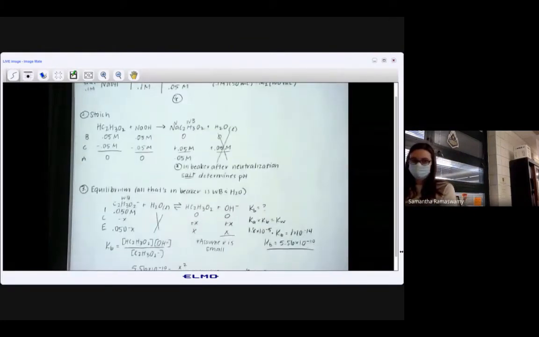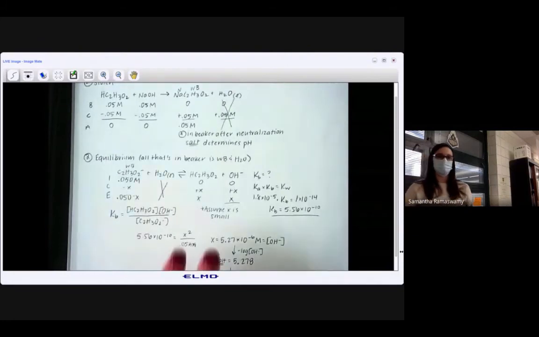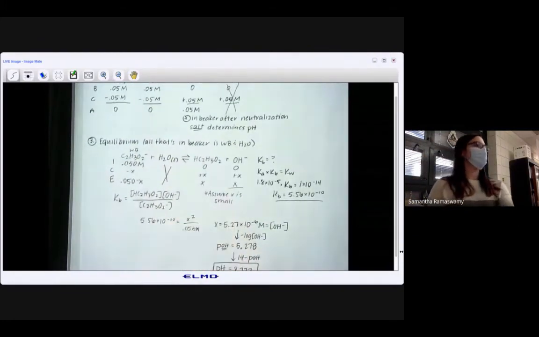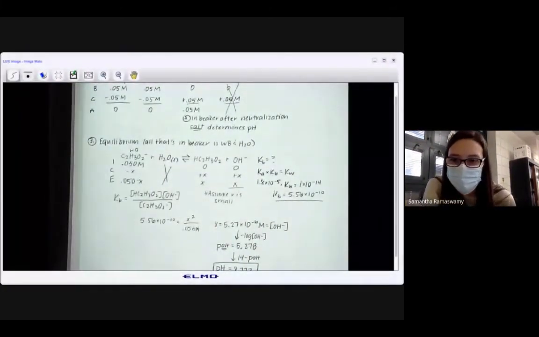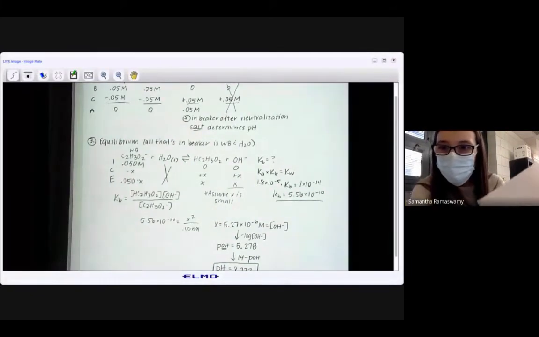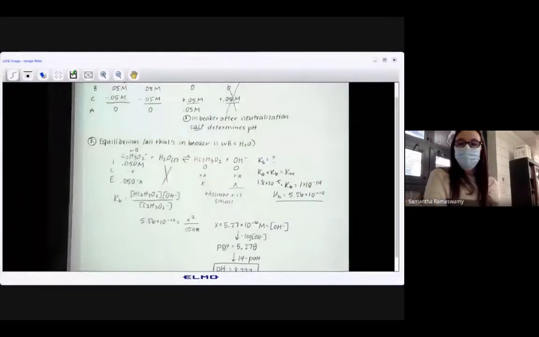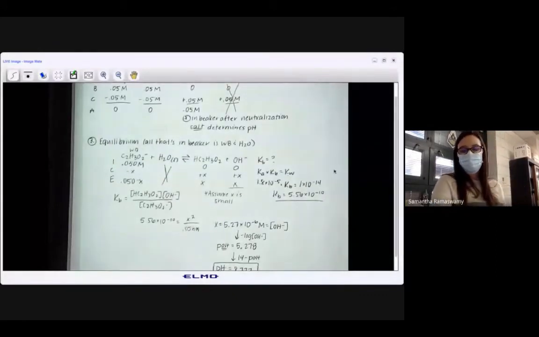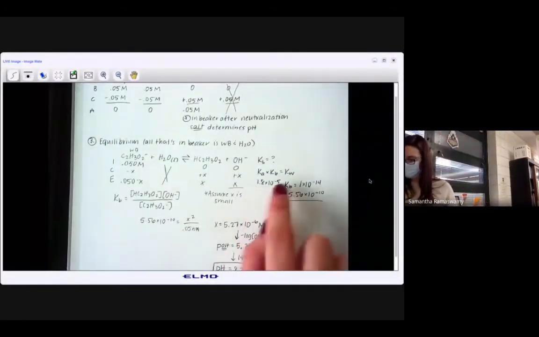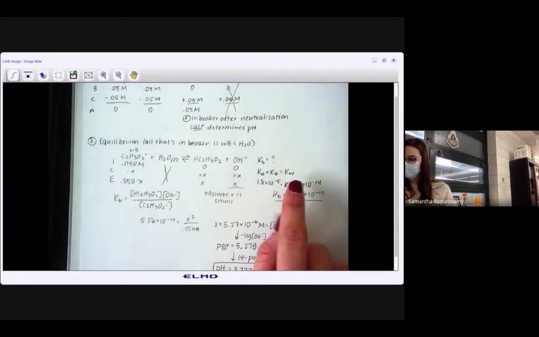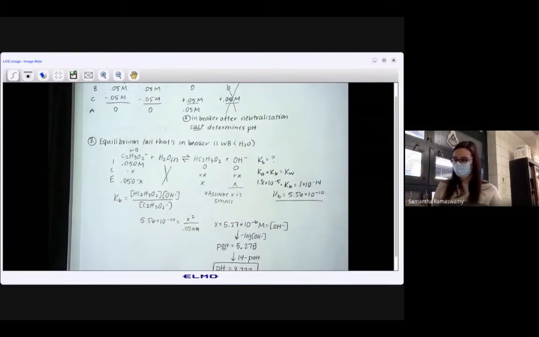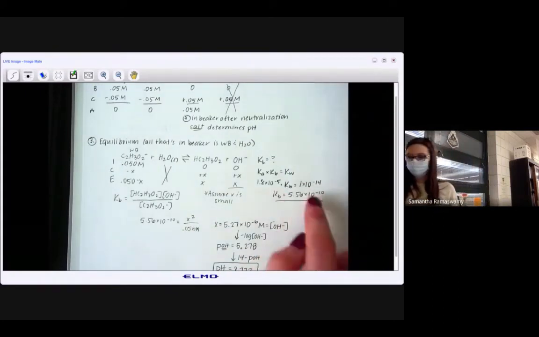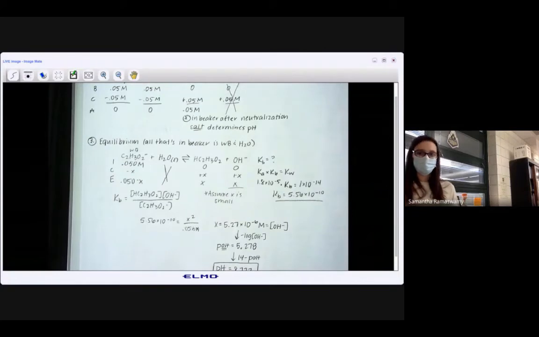Any other questions on this one? Yes, so Kw is from the equation sheet. So Ka times Kb equals Kw is on the equation sheet. Kw is the constant, the autoionization constant of water. As long as you're at 25 degrees, which we assume we are, Kw is 1 times 10 to the negative 14.